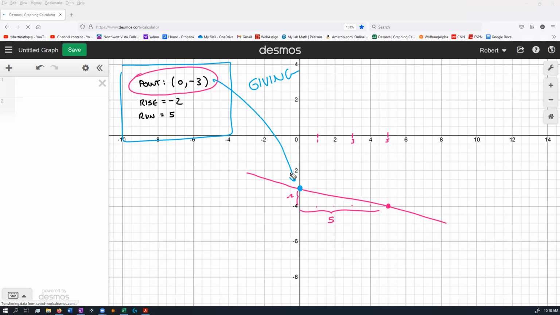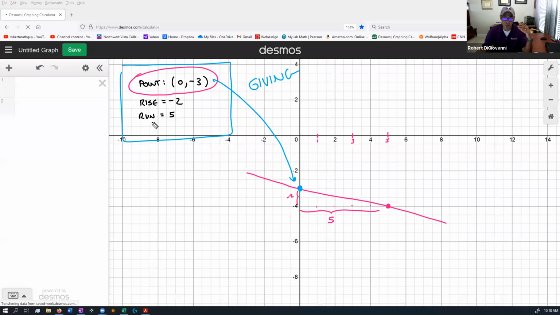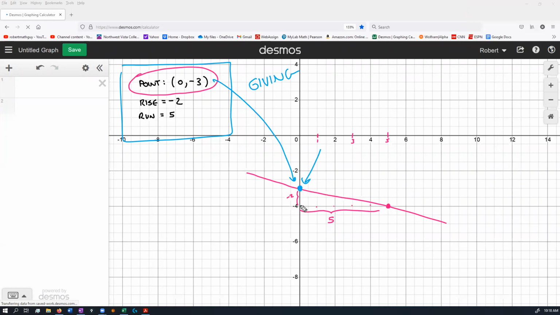Yeah. And then I'm telling you that to get to another point on the line, I'm giving you directions on how to get to the next point. The rise is going to tell you how far to go up or down, and the run is going to be how far to go left or right. So if I tell you to go rise by -2, that means from this blue point, starting here, go down 2, okay? Okay. And then I give you the run, which means now you need to move to the right 5 units, and then that'll drop you right here.